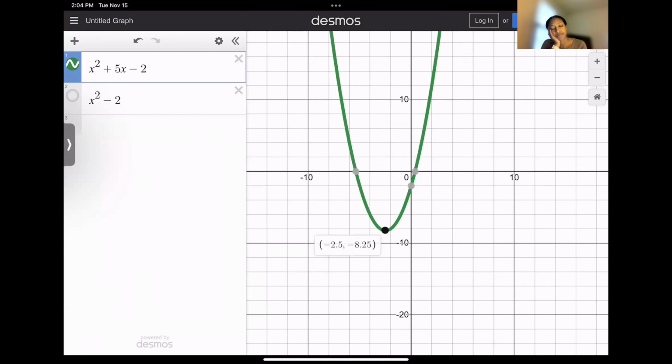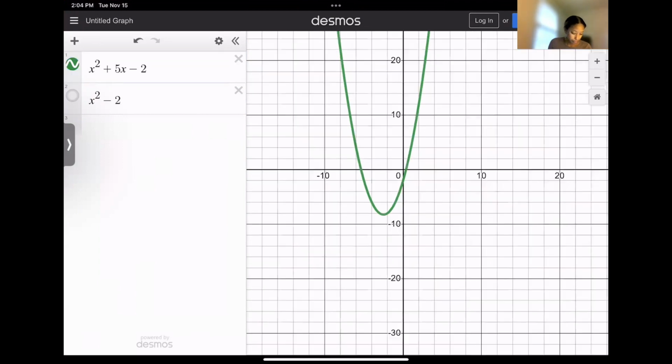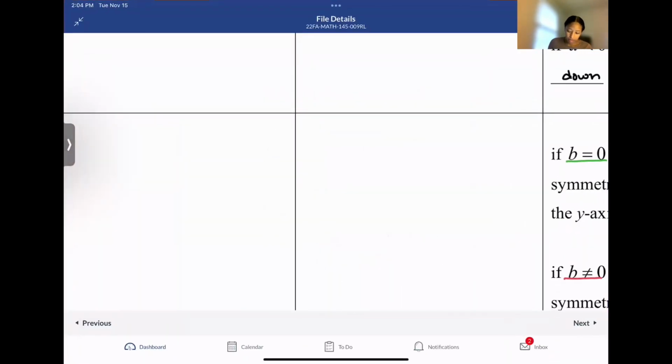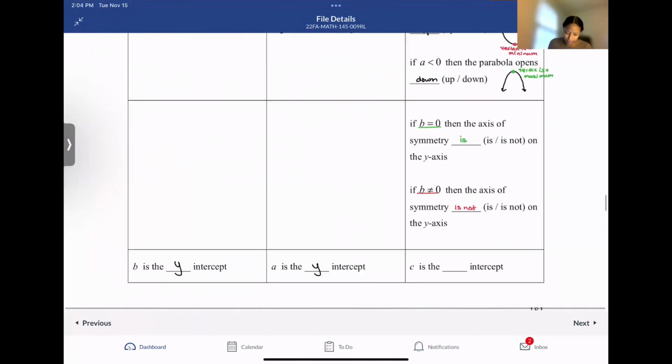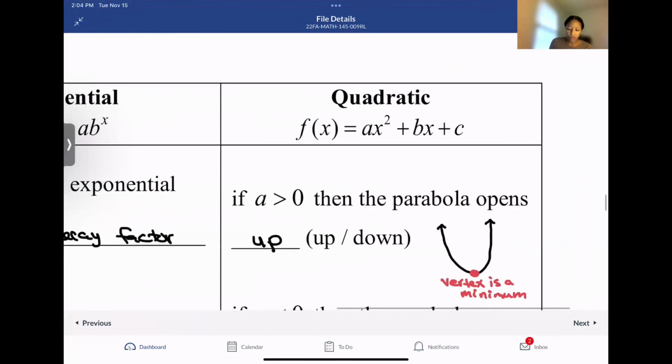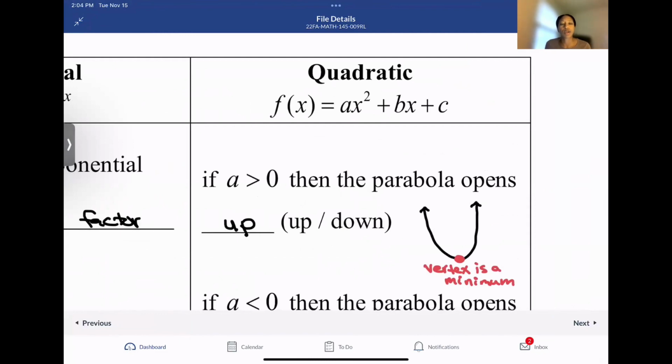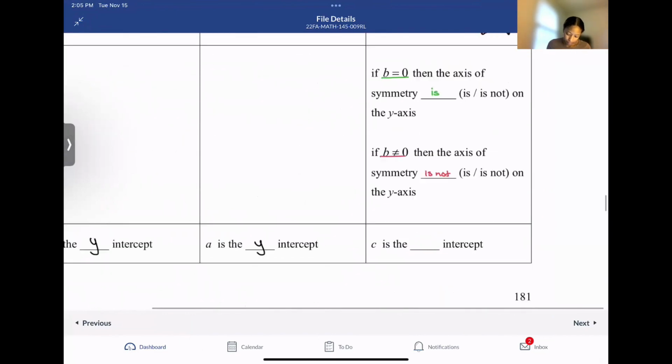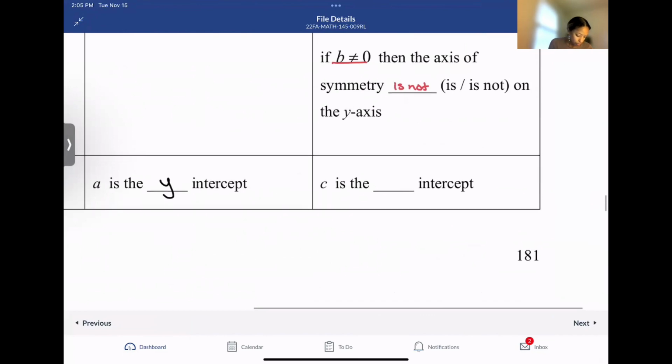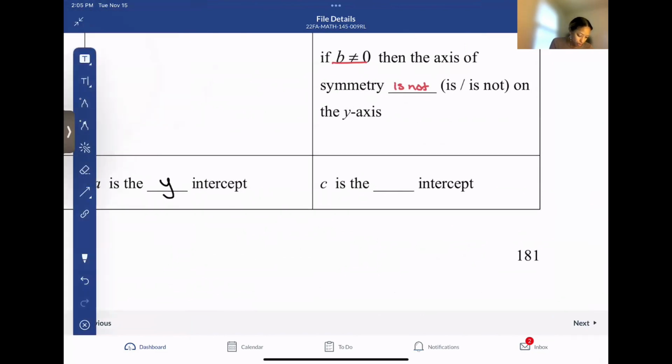All right, so that's what b tells us about our graph. And then last part, which is my favorite and the easiest part. What does c tell us? If you look at this equation, f of x equals ax squared plus bx plus c, if x were equal to 0, we would just get c. But when x equals 0, that means that we're getting a point that's on the y-axis. That gives us our y-intercept. So the constant term c tells us what our y-intercept is. C is the y. Where's the thingy? Boom, y-intercept.